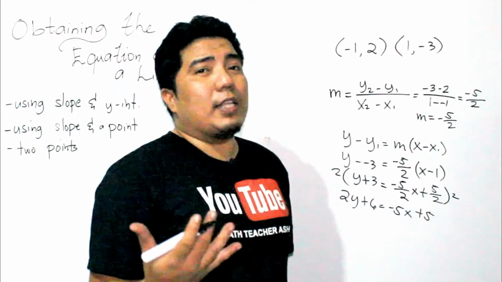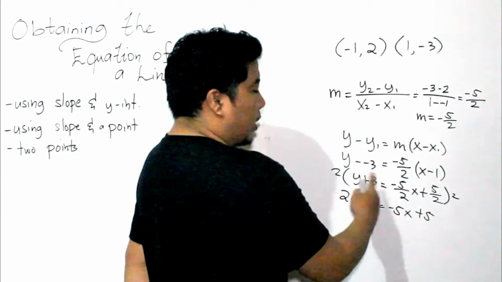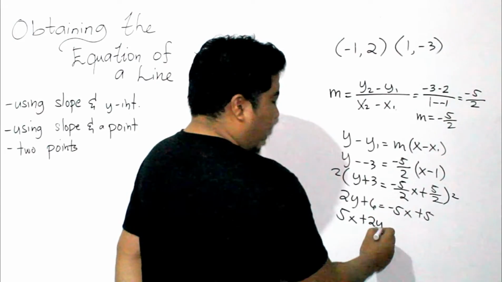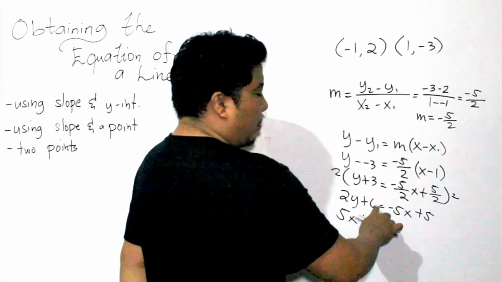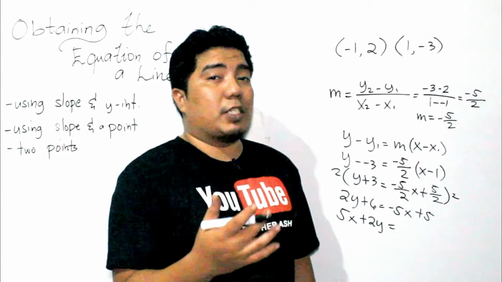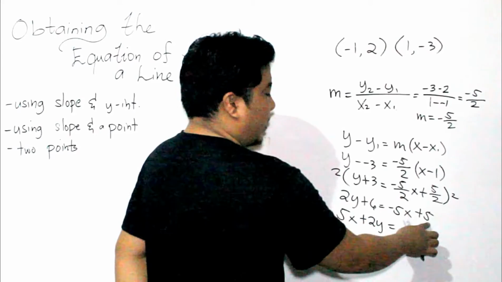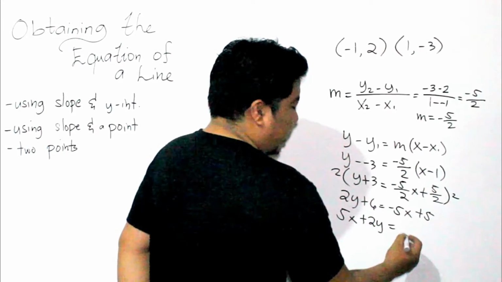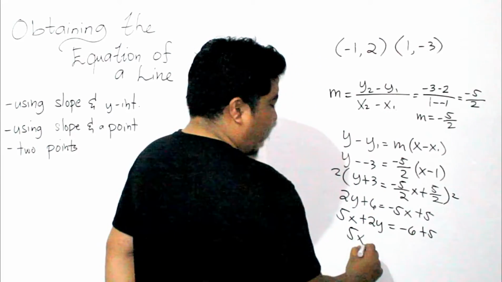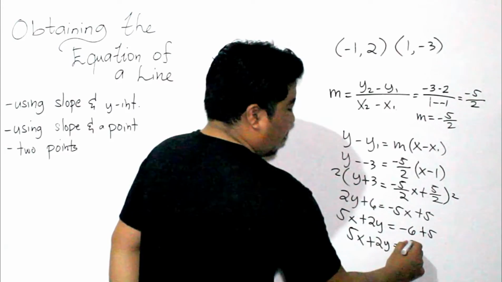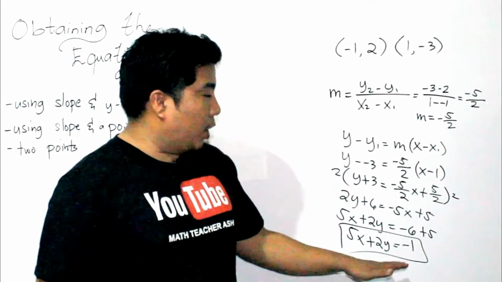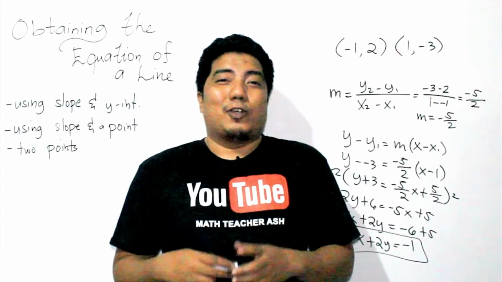Okay, so let's use the standard form. So I will transpose this one, giving us positive 5x plus 2y. And of course, I will transpose this constant term to the right side, because our form for the standard form is ax plus by is equal to c. This is a part of the c. Okay, so I will transpose this, giving us negative 6 plus 5. So we have 5x plus 2y is equal to negative 1. And that is your standard form for your linear equation having these 2 points of the line.